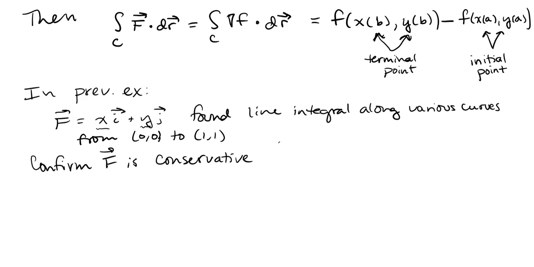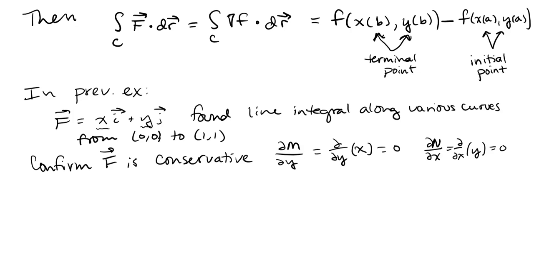So we're going to take the partial derivative of m, which is the x component. We'll do that one with respect to y. So this is going to be the partial derivative with respect to y of x, which we can see is 0. And then we're also going to take the partial of n, and we'll do that one with respect to x. So this is going to be the partial with respect to x of y, which is also 0.